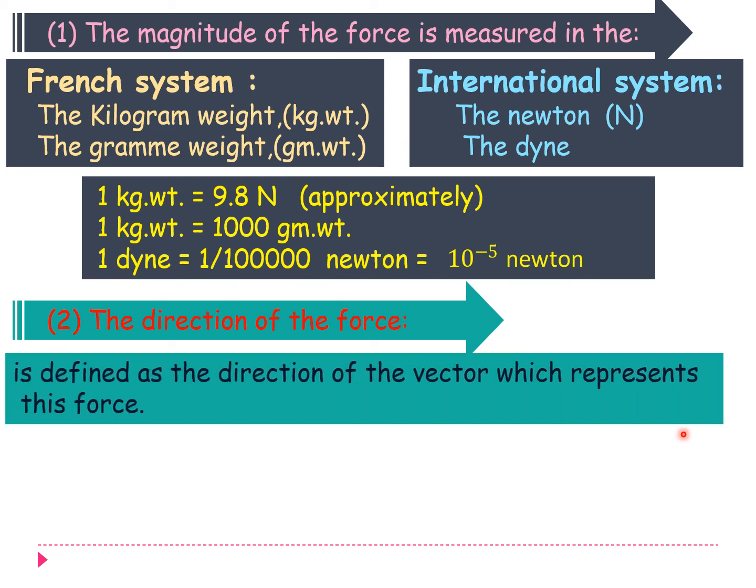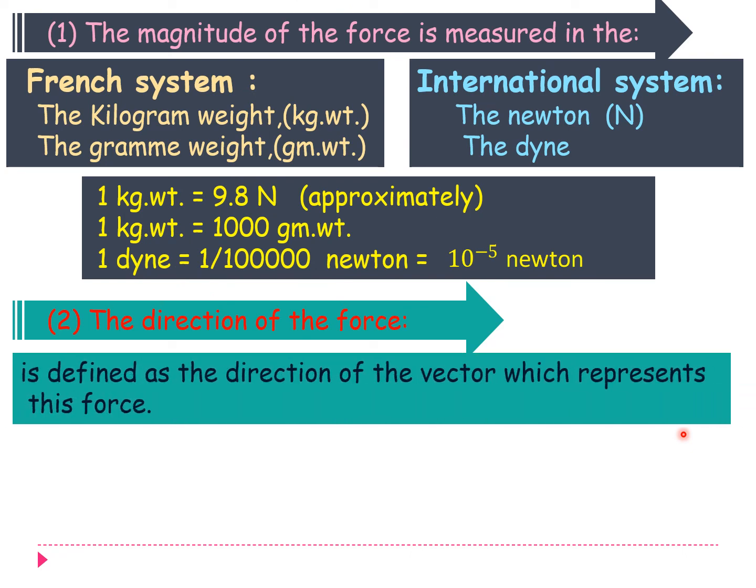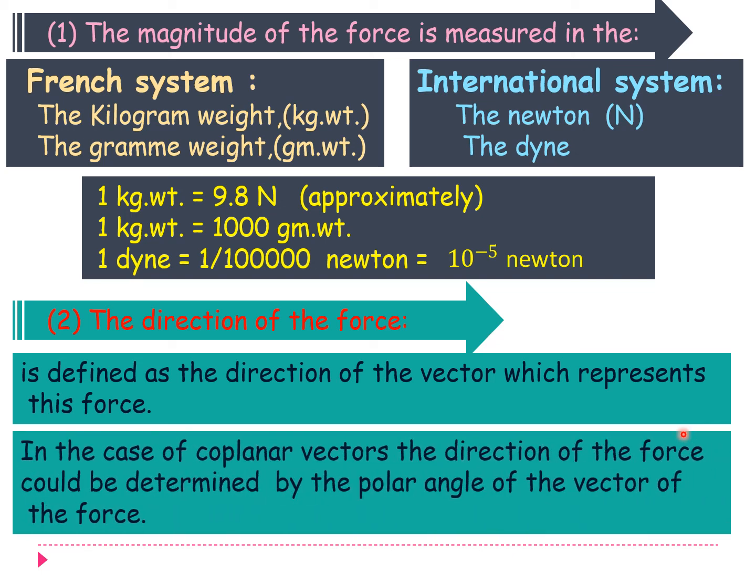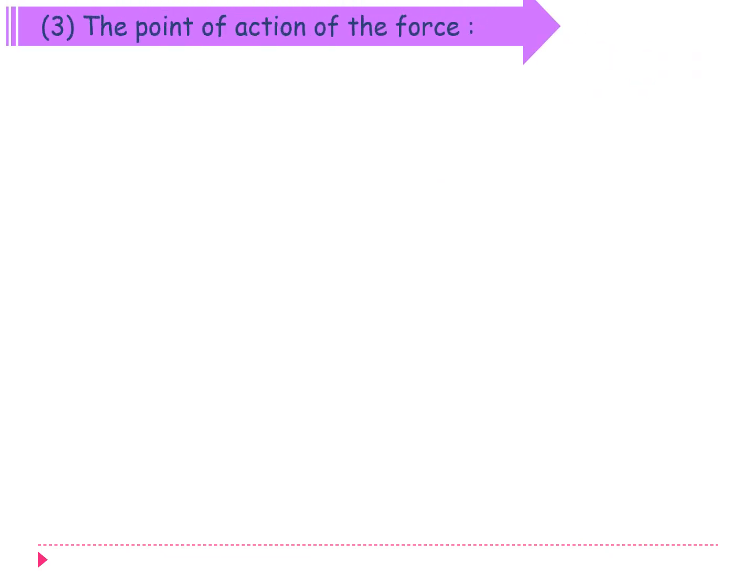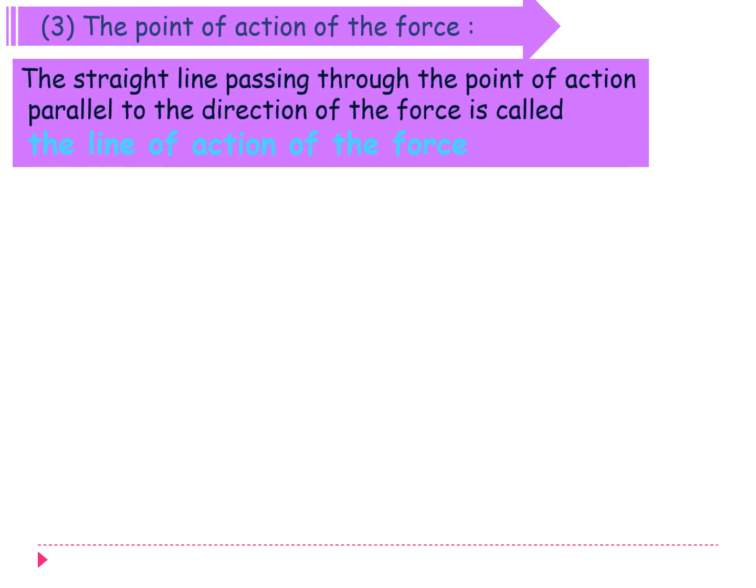The direction of force is defined as the direction of the vector which represents this force. In the case of coplanar vectors, the direction of force could be determined by the polar angle of the vector of force. The point of action of the force. The straight line passing through the point of action parallel to the direction of the force is called the line of action of this force.